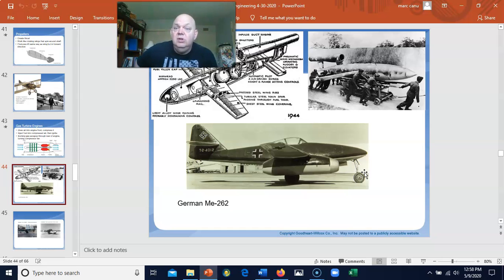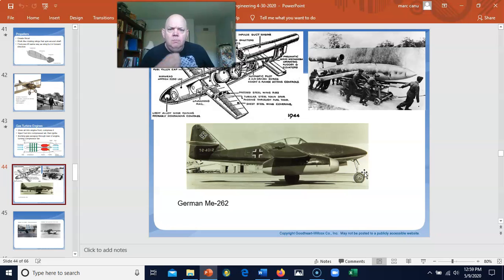Okay, where did it start? Well, it kind of started before World War II, but the Germans were really the first ones to come up with ideas on putting the jets actually to use. The Americans and the British had their own jets, but they were prototypes, they were designs. The Germans were ahead of the curve.